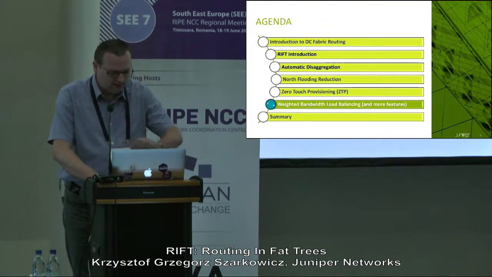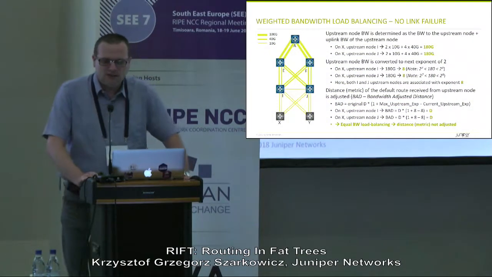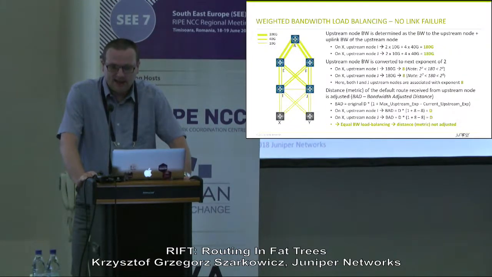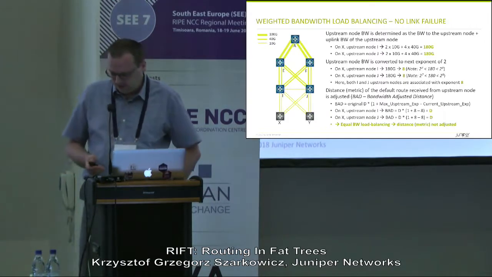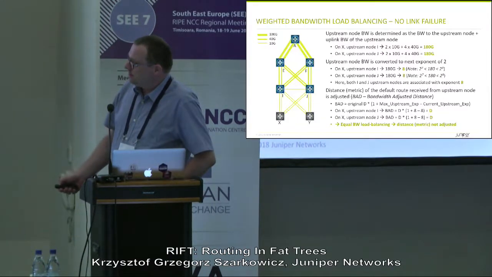And the last thing, and we will be on time, is automatic load balancing, weighted bandwidth load balancing in case of link failures. This was as well requested by some DC fabric operators. So basically, this is the current situation.